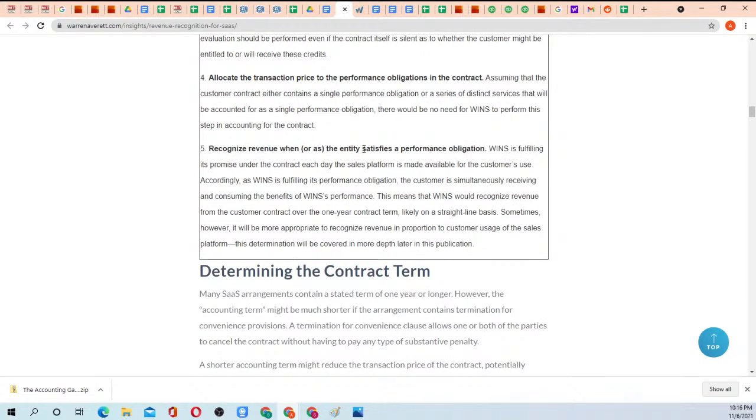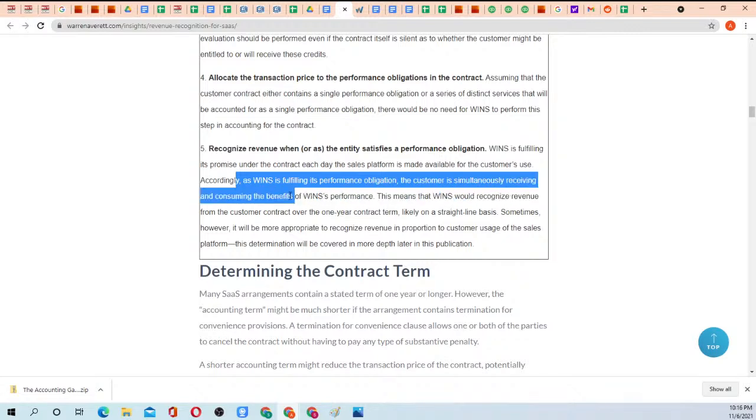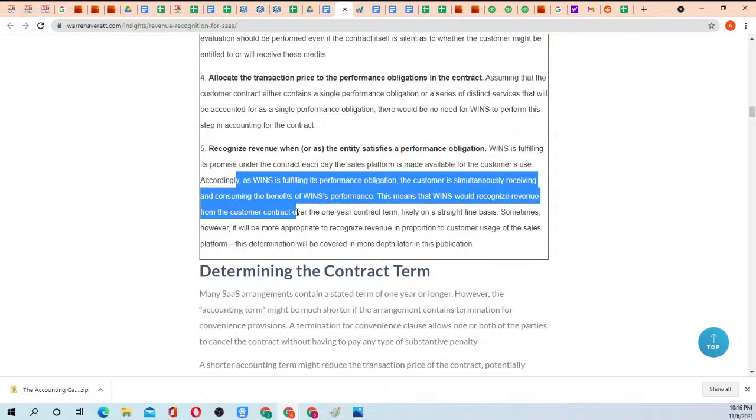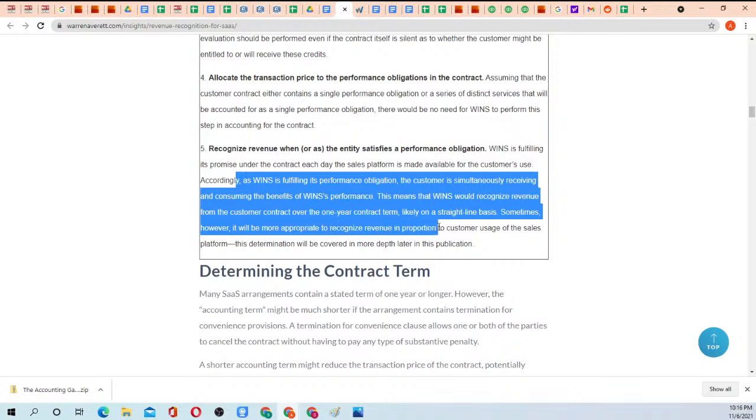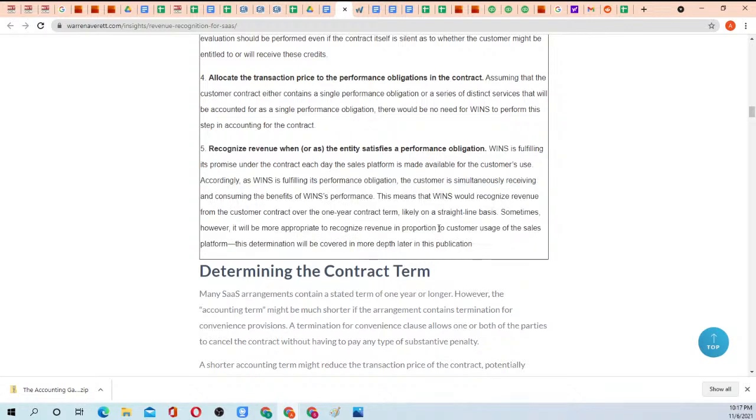And recognize revenue when the entity satisfies the performance obligations. Vince is fulfilling its promise under the contract each day the sales platform is made available for the customer's use. Accordingly, as Vince is fulfilling its performance obligations, this customer is simultaneously receiving and consuming the benefits of Vince's performance. That means that Vince would recognize revenue over the one year contract term, likely on a straight line basis. Sometimes, however, it will be more appropriate to recognize revenue in proportion to customer usage of the sales platform. This determination will be covered more in depth later in this publication.